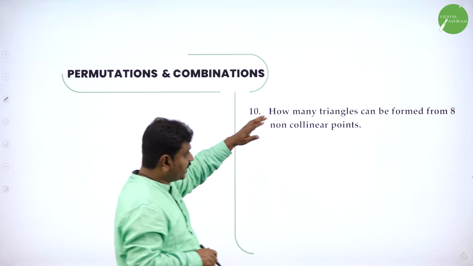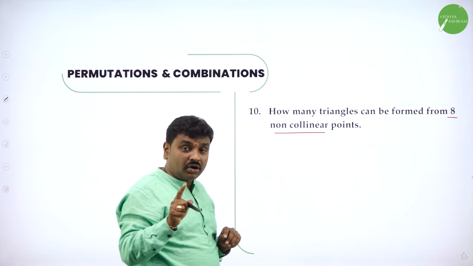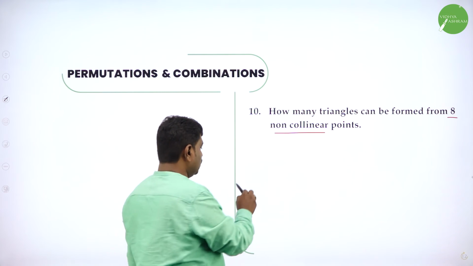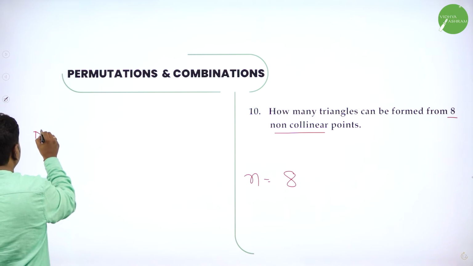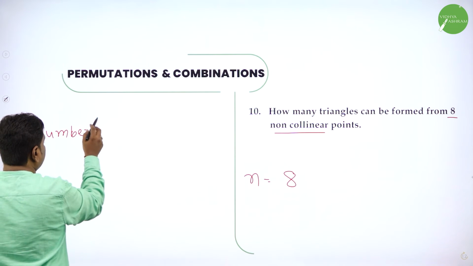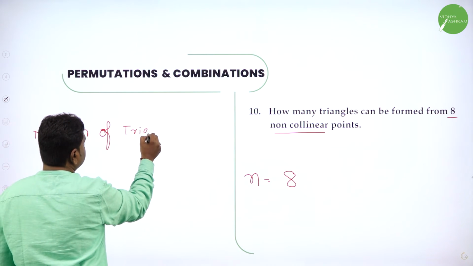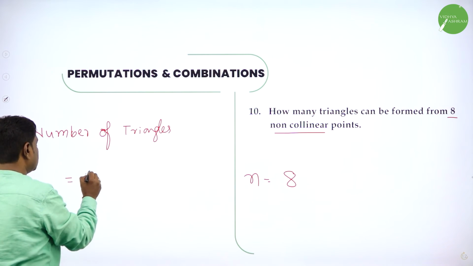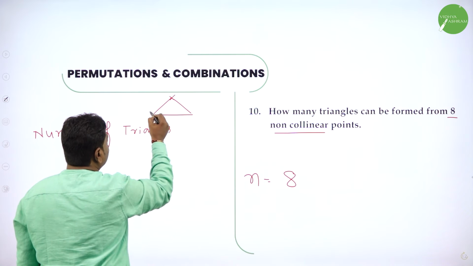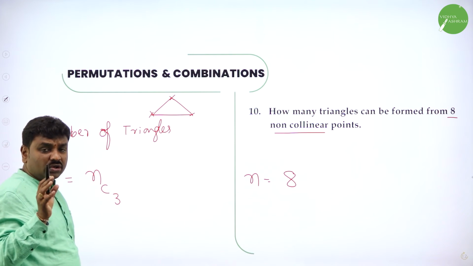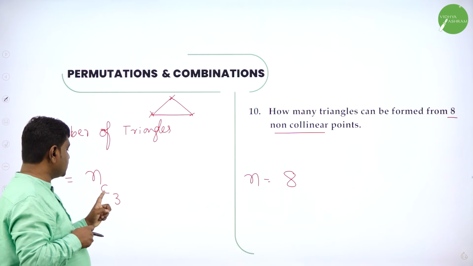how many triangles can be formed from 8 non-collinear points? Please understand, all the 8 points are not collinear. So n is 8. What is the formula for the number of triangles? Because all are non-collinear, there are no collinear points. The number of triangles is equal to nC3. If you want to form a triangle, I should combine how many points? 3 points. 1, 2, 3 points should be combined. And clearly they told us there are no collinear points. If they are collinear, then we take minus kC3. But here no collinear, so nC3.